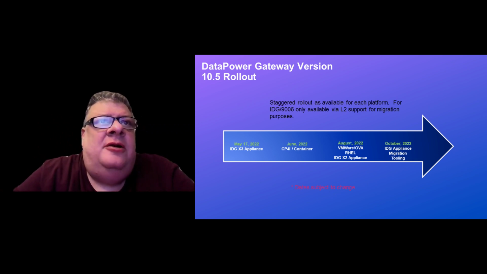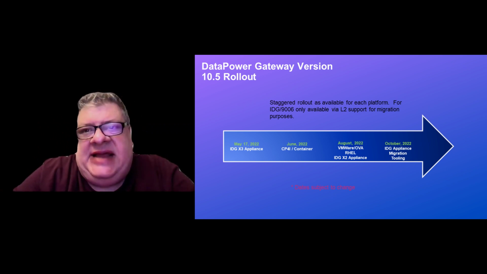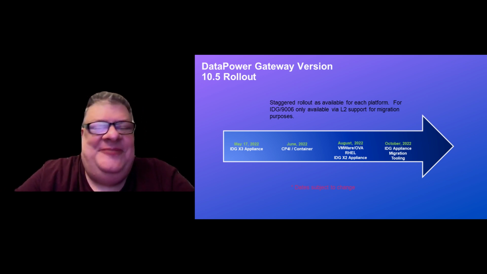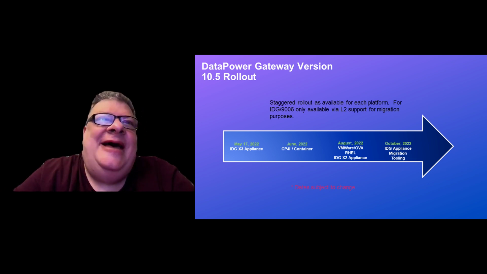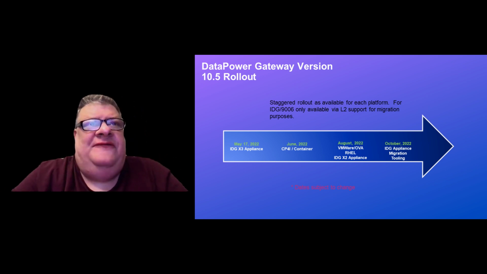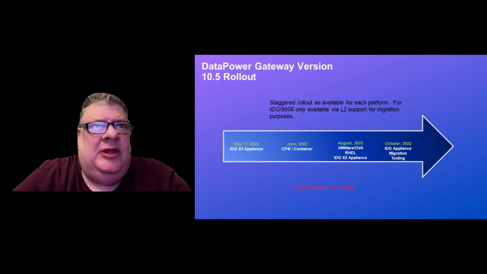10.5, our latest firmware. We're going to have a staggered rollout of this firmware. So the X3 appliance GAs on May 31st. I'm sorry, I think it says date subject to change, and I didn't update this slide, so my bad there. But it's May 31st, the end of the month. It was just announced a couple weeks ago. And that will come out with 10.5, only available on that.